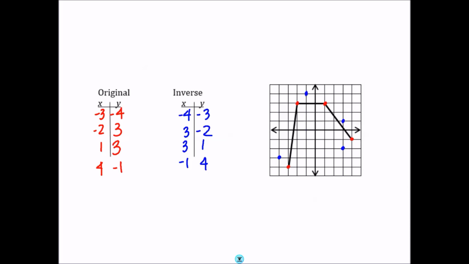Now when I connect these points, I need to connect them in the order that I graphed them. So I started at -4, -3, then graphed -3, -2, then 3, 1, and -1, 4. So that is going to be my inverse graph, or the graph of my inverse function. It's a little weird because it's not a normal looking graph, but we'll take a look at a normal one in a second.